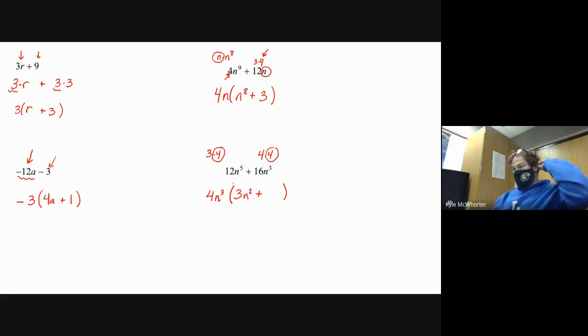And then just check to make sure, if I multiply these together, do I get 12n to the 5th? And yeah, you do. And then for the last term, 4 times 4 gives you 16. And we took out all 3 factors of n. So it's just a 4 at the end there. So we factor out 4n to the 3rd. And then we're left with 3n squared plus 4.